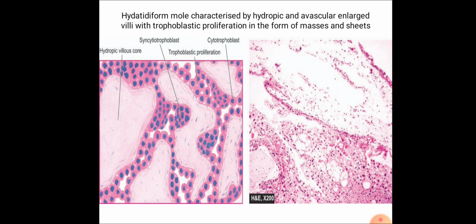Here we could see the photomicrograph showing hydatidiform mole characterized by hydropic and avascular enlarged villi with trophoblastic proliferation in the form of masses and sheets. In the photomicrograph, we could see the hydropic villus core, syncytiotrophoblast, trophoblastic proliferation, and cytotrophoblast.